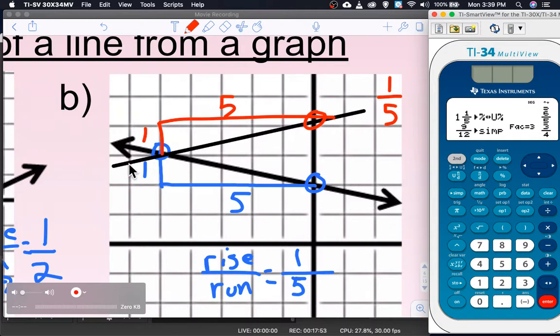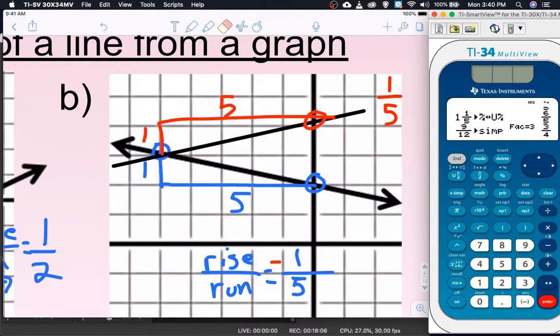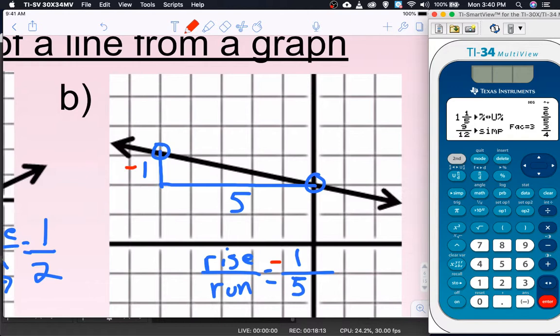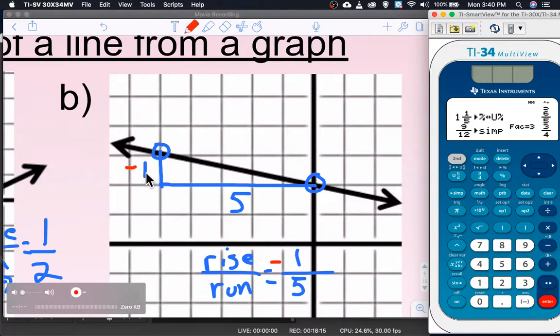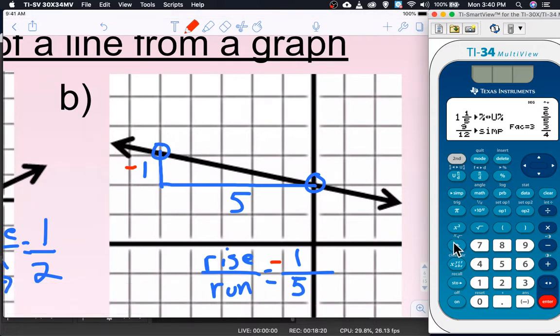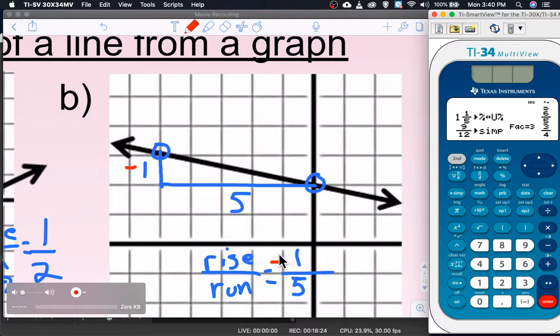The difference is a line that's going up has a positive slope, where a line that's going down, like the one in this actual problem, has a negative slope. This line has a slope of negative 1/5. It is going down 1 over 5, down 1 over 5, down 1 over 5. Okay, so negative is down, and it gives us a negative slope.